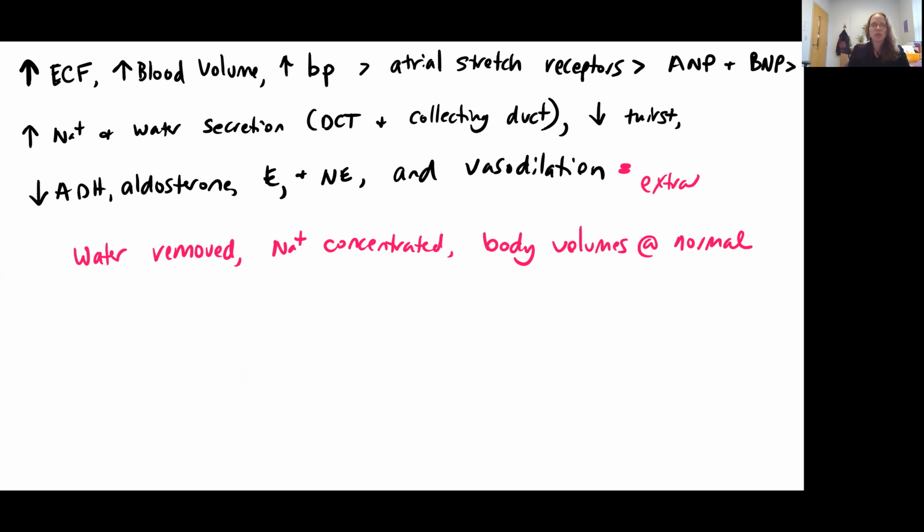You're going to decrease your thirst, and you're decreasing the ADH, aldosterone, epinephrine, norepinephrine, as well as dilating your vessels. All of this is going to help bring your blood volume and blood pressure back to normal. And also, because you've removed the extra water, your sodium is going to be concentrated, and your body volumes for both fluid and sodium, your osmolarity, will return to normal.